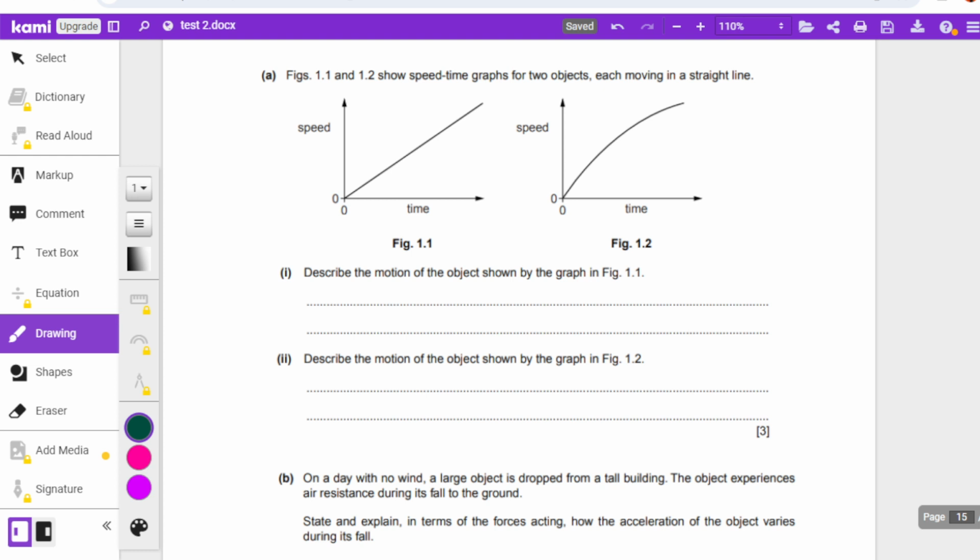Figures 1.1 and 1.2 show speed-time graphs for two objects, each moving in a straight line. Describe the motion of the object shown by the graph in figure 1.1. This graph shows a constant acceleration because the gradient is constant, and gradient refers to acceleration. So describing the motion in this figure: constant acceleration.